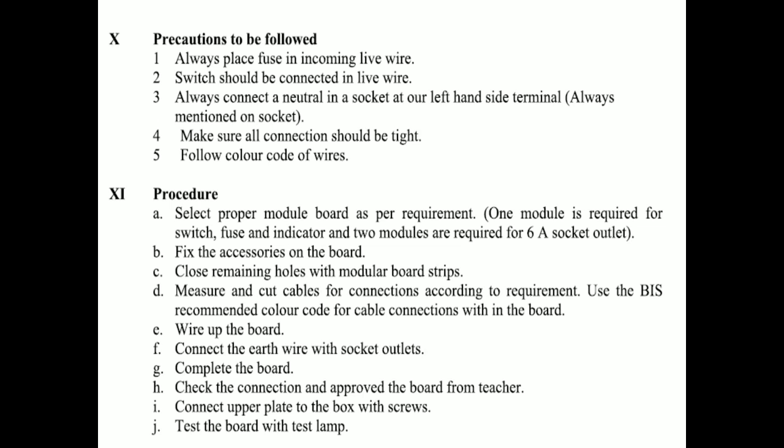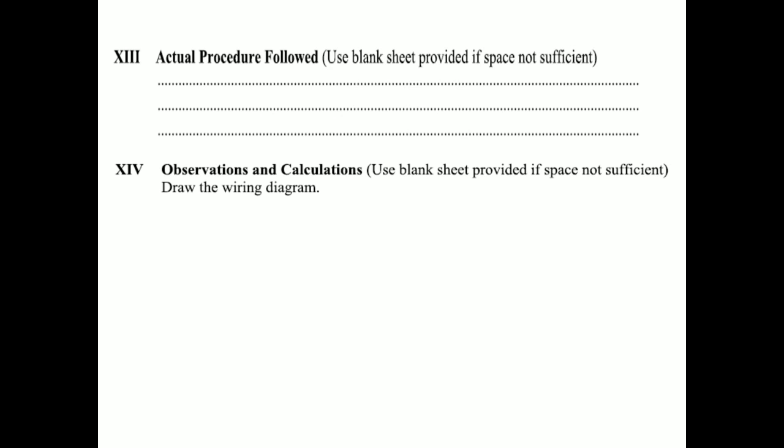Make sure all connections are tight. After the completion of the wiring, we have to check that all the connections are tightened, and we have to follow the color code of wires. The procedure is mentioned here, and you have to write your actual procedure for point 13. We have to write the actual procedure which we are going to perform in the experiment, and in observation and calculation you have to draw only the wiring diagram of the connection which we are going to perform in the practical.